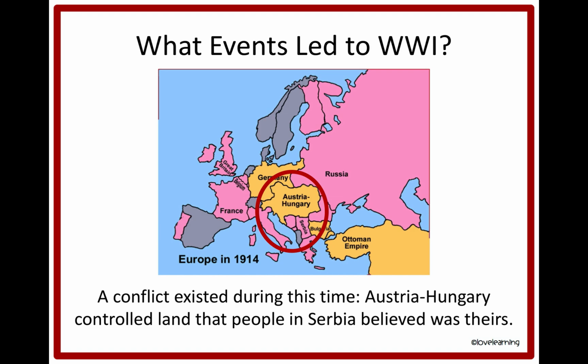So, the first thing that really happened was with Austria-Hungary and Serbia. Austria-Hungary controlled land that people in Serbia believed was theirs, right? So they're going to be very upset. This is in the year 1914. They're going to be very upset over this land.